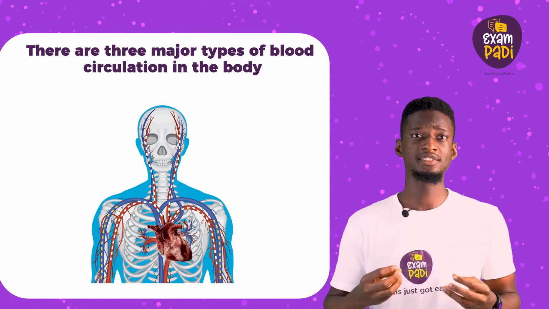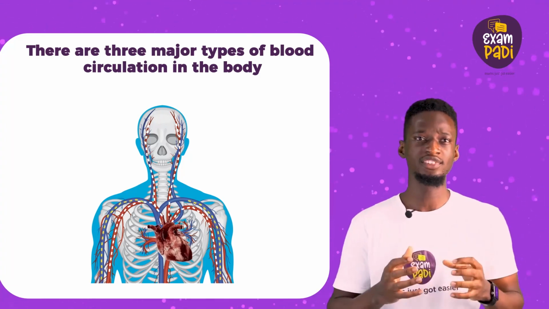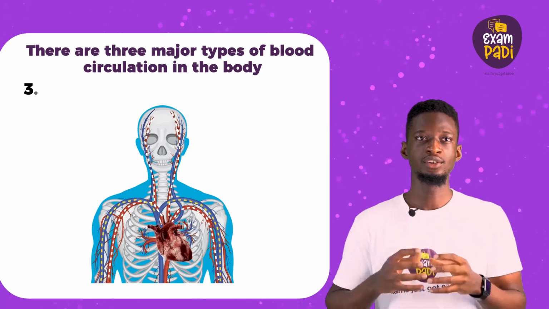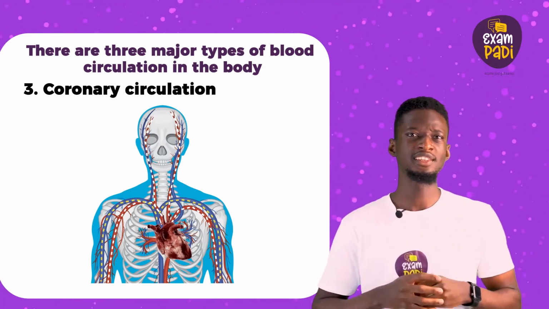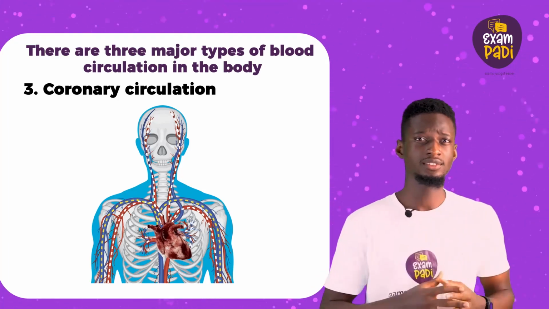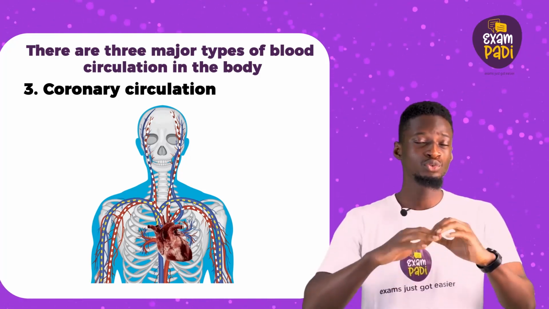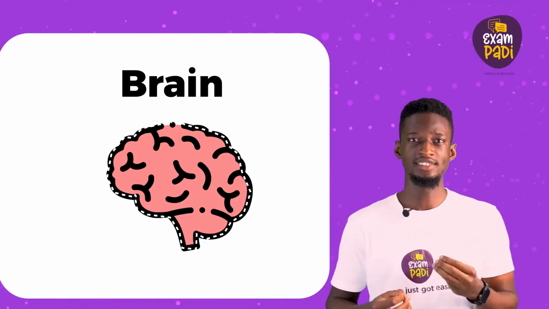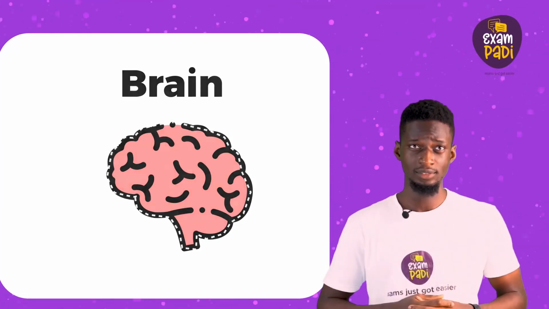Now, the heart itself is a muscle, and therefore it needs a constant supply of oxygenated blood. This is where another type of circulation comes into play, the coronary circulation. The coronary circulation is an essential type of circulation where oxygenated blood is supplied to the heart. This is important as the heart is responsible for supplying blood throughout the body. Moreover, organs like the brain need a steady flow of fresh oxygenated blood to ensure functionality.